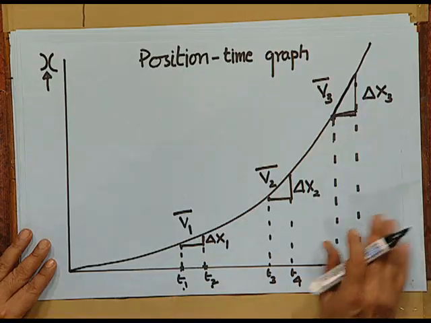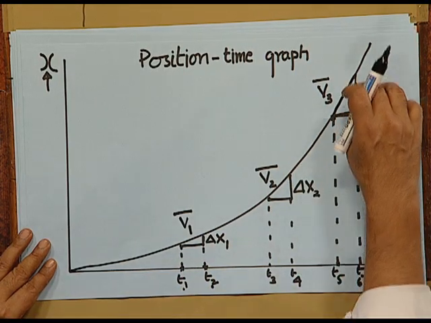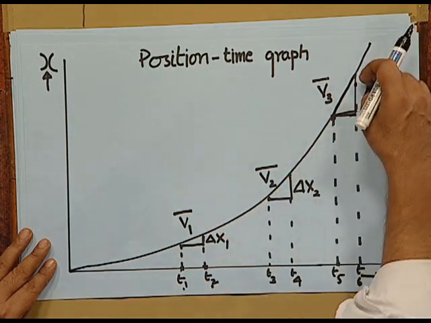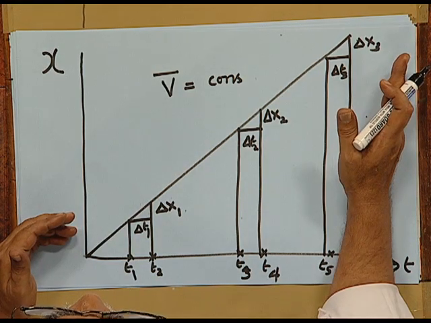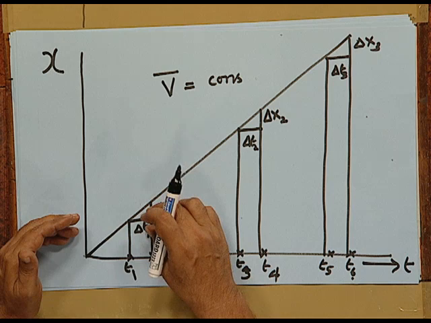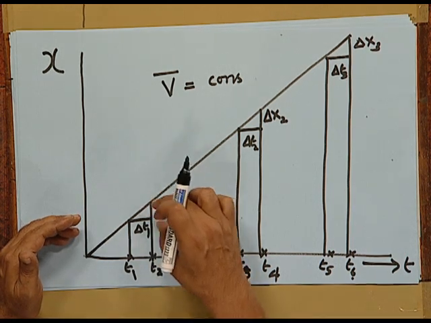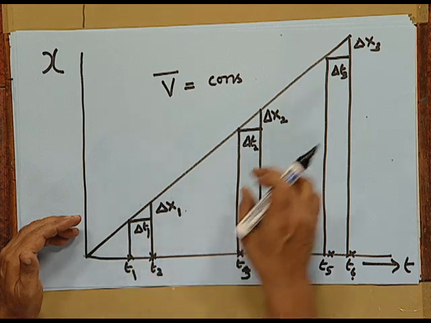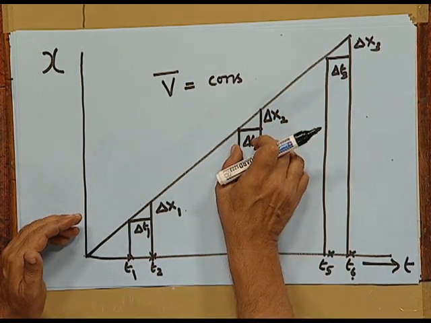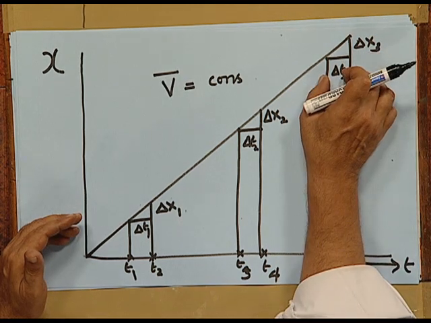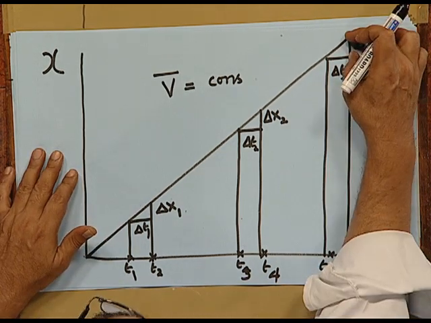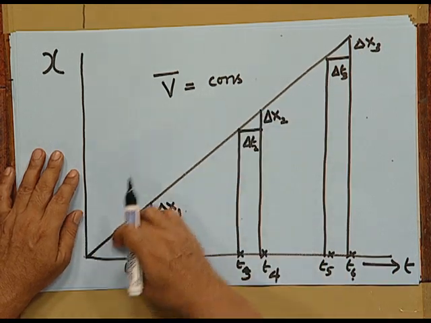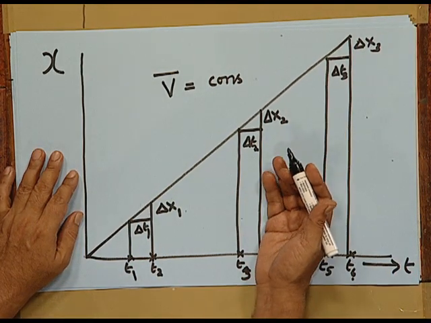Look at this. This is a curve where the position time graph had different slopes at different timings. The slopes go on increasing, which means the velocity goes on increasing. Look at this graph again, where position versus time was a linear graph. We notice that the slope delta x1 by delta t1 is the same as delta x2 by delta t2, which is the same as delta x3 by delta t3. The slopes are the same, that is, the height to base ratio is the same, and this is a straight line. What it means is the velocity remains constant.